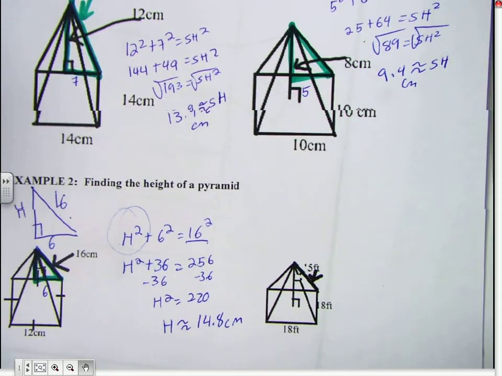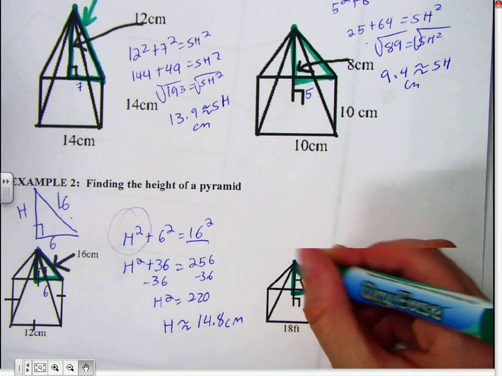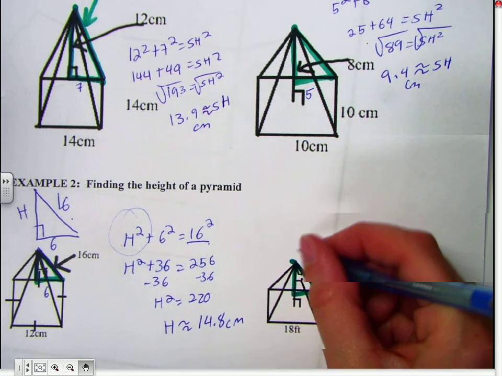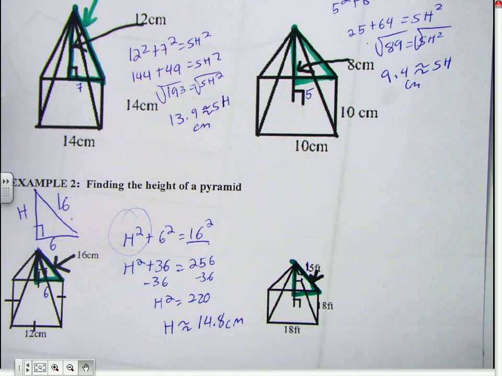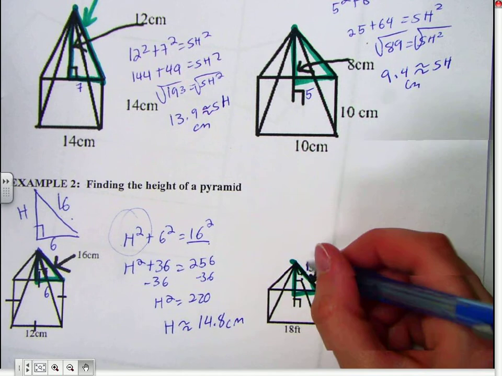You guys ready to do the next one? We're looking at this triangle right here. I think that's supposed to be a 15. You guys think so too? That slant height right there is 15? It looks like 5? All right, we'll do it with 5.